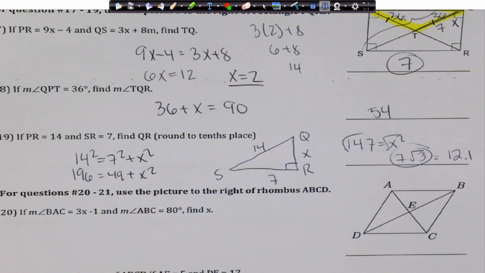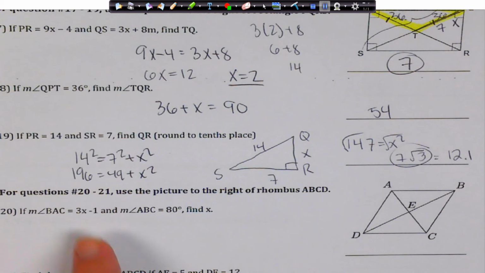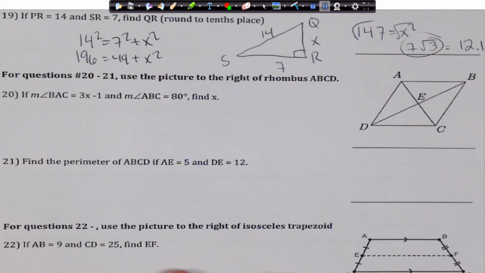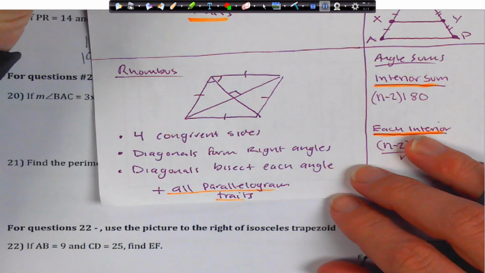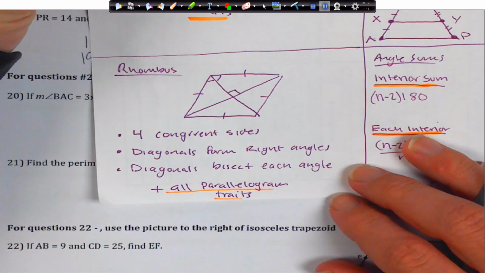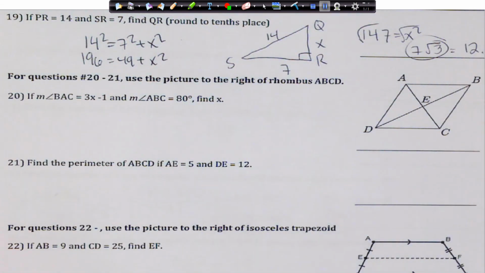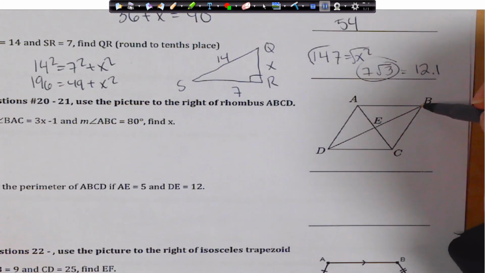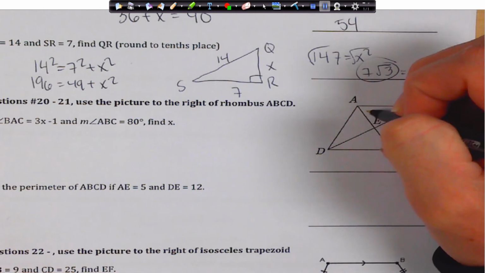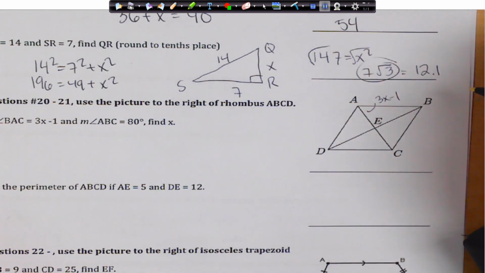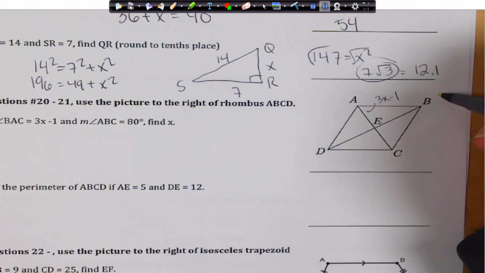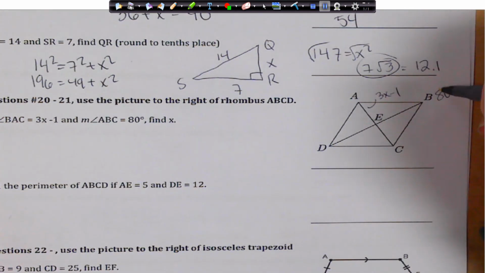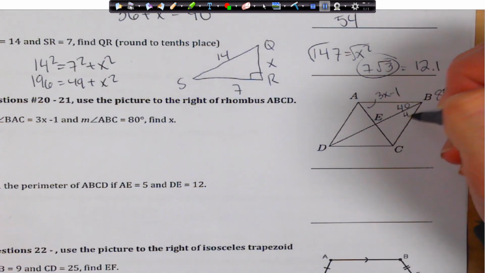All right. Let's go to this one right here. We are now into the rhombus world. And rhombuses have 4 congruent sides, diagonals form 90, and diagonals bisect each other and bisect each angle. So BAC right here is 3x minus 1. And then ABC is 80, so this whole thing is 80. Find x. Okay, well, if the whole thing is 80, that means this is bisected, so that's 40 and 40.